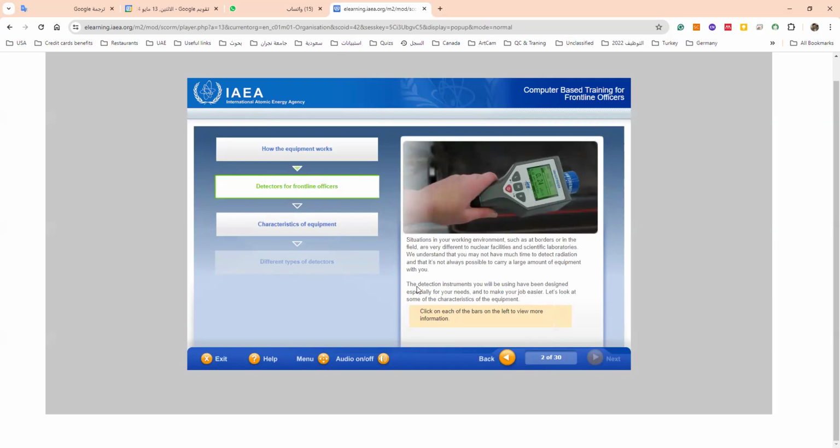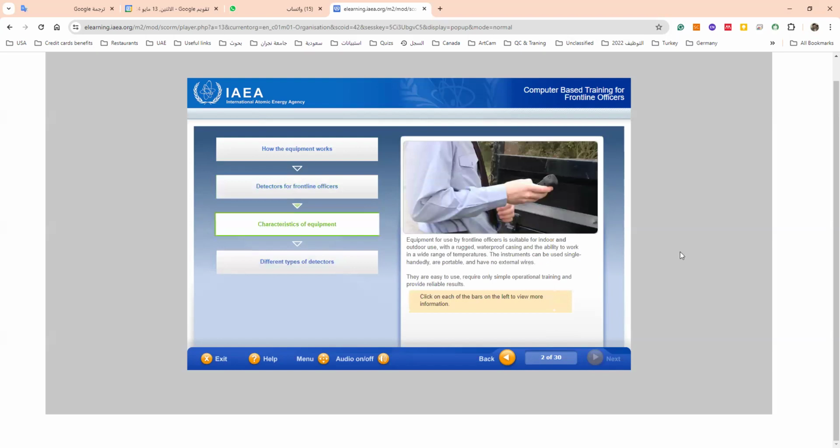The situation for a frontline officer in your working environment, such as a border or in the field, is very different to a nuclear facility or scientific laboratory. We understand that you may not have much time to detect radiation, and that it's not always possible to carry a large amount of equipment with you. The detection instruments you will be using have been designed especially for your needs and make your job easier. Let's look at some of the characteristics of the equipment. Equipment for use by frontline officers is suitable for indoor and outdoor use, with a rugged waterproof casing and the ability to work in a wide range of temperatures. These instruments can be used single-handedly, are portable and have no external wires. It's wireless.